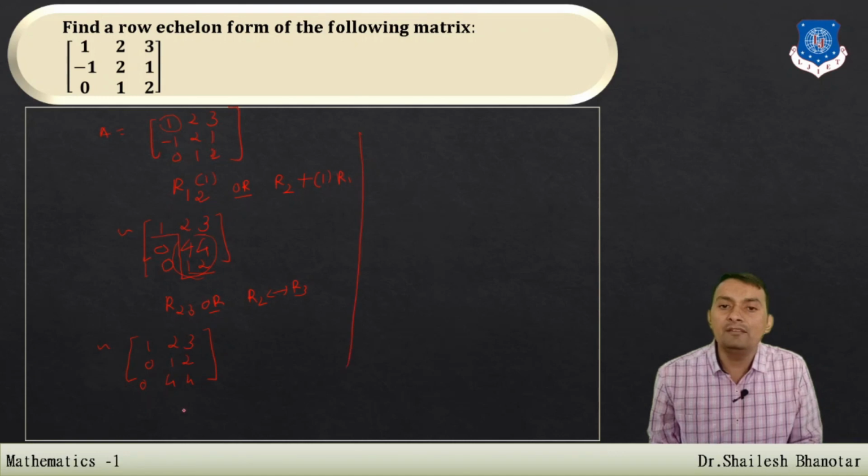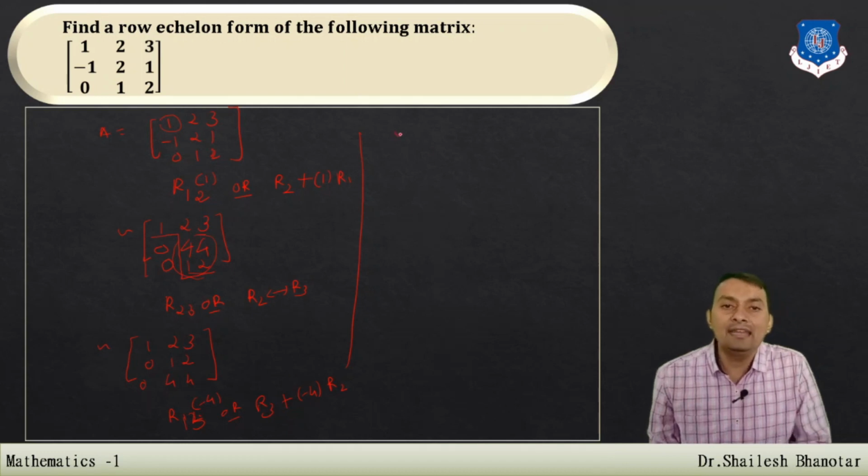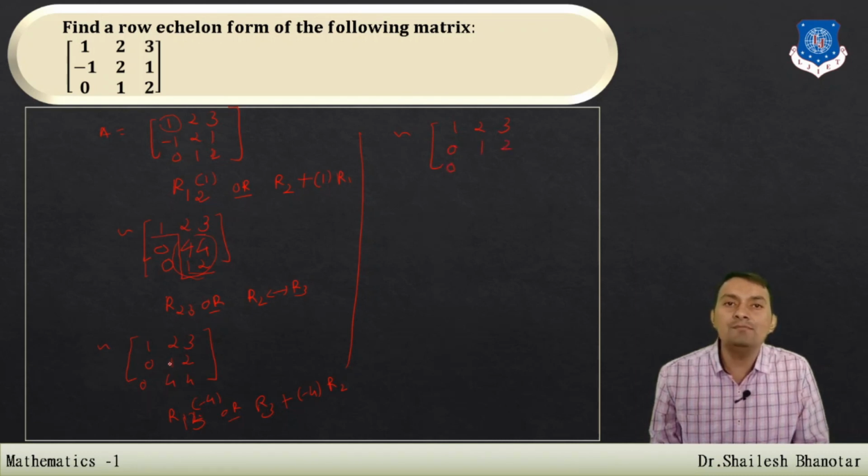Now you have to decide which operation to use here. I multiply the second row by minus 4 and add it to the third row, so I write R3 plus minus 4 times R2. Therefore we have 1 2 3, 0 1 2, and then 0. Multiplying by minus 4 and adding to the last row: minus 4 into 2 is minus 8, and minus 8 plus 4 is minus 4.